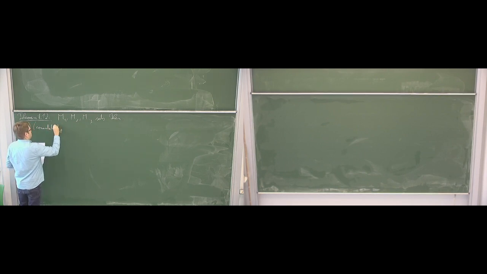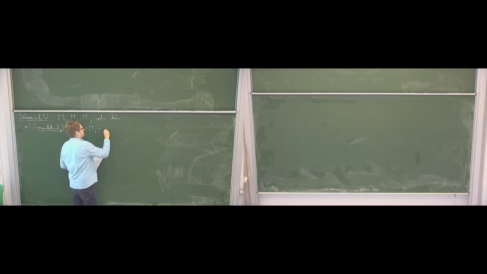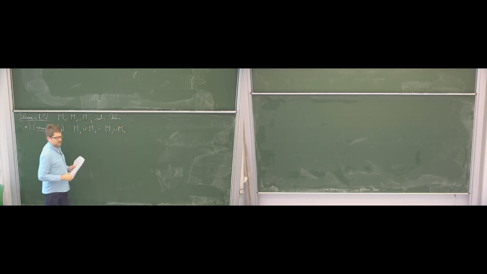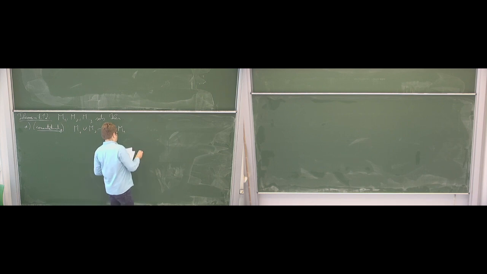You will figure out later why this makes sense. So this is just, first of all, the name, how it's called. M1 union with M2 is the same as the union of M2 with M1. So the order is unimportant. This is almost trivial. If you write both definitions down, it almost stands there. So there's not much to prove.